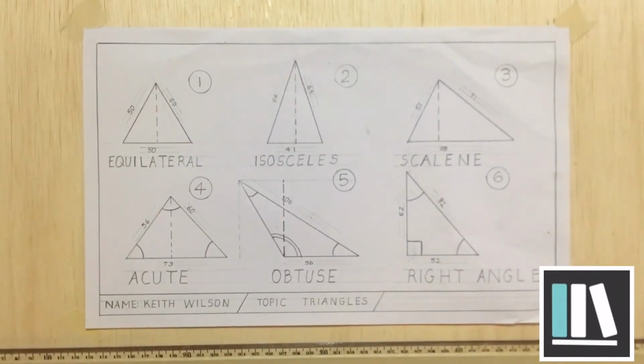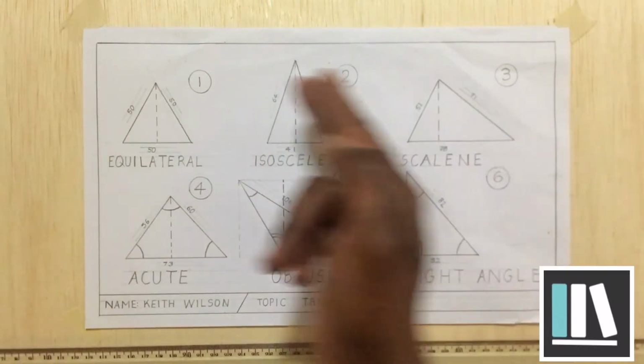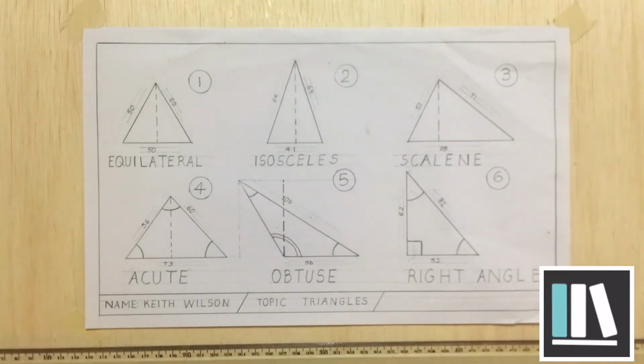Okay, so what is a triangle? A triangle is a plane geometrical figure that is bounded by three straight sides. So I have here 6 types of triangles. The first 3 at the top are classified based on the length of their sides, while the last 3 are classified based on the angles that they contain.